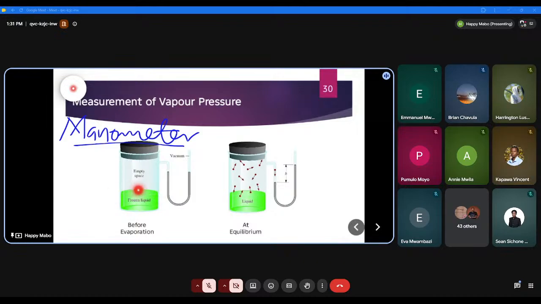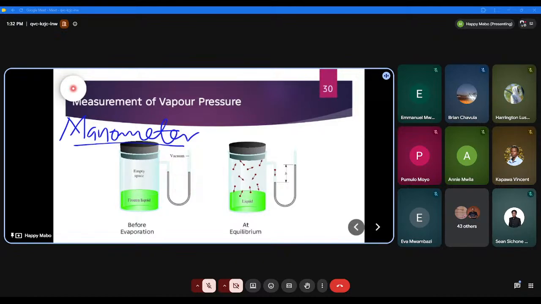Then it is set up in such a way that you've got this U-tube where the level of mercury on one side is the same as on the other side. Then on this side, you're going to make sure that there are no air molecules, meaning the space is evacuated. So you're going to measure the vapor pressure of what is in here, comparing it with that of the vacuum on the other side.